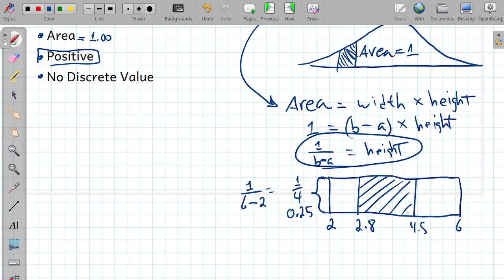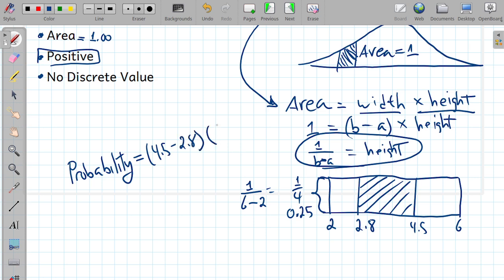Now, since area is directly analogous to the probability, it just means we have to find the area between 4.5 and 2.8. And we're going to, of course, remember area and probability. We're going to do it over here. So the probability will be width times height. The width will be 4.5 minus 2.8, and we're going to multiply it by the height, which is 1/4, or 0.25.